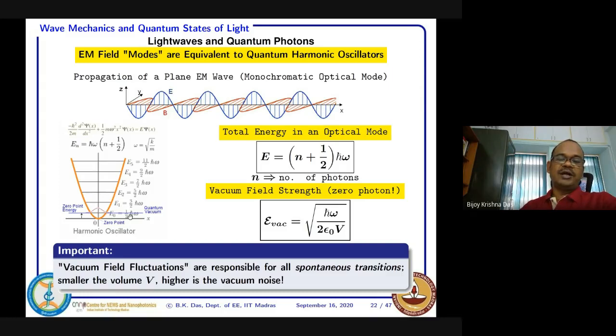It can accept energy half ħω, and then the next higher level energy is 3/2 ħω, 5/2 ħω. So it accepts energy in a quantized manner. And this separation between any two successive energy values, suppose E4 minus E3, you see that is ħω. Similarly, E5 minus E4 is equal to ħω. So ħω means hν.